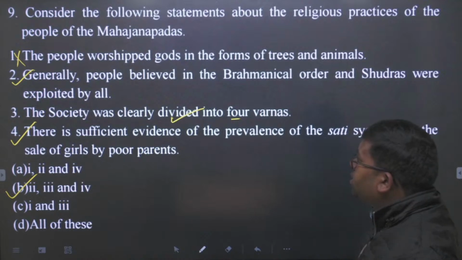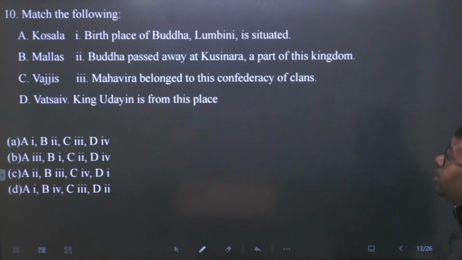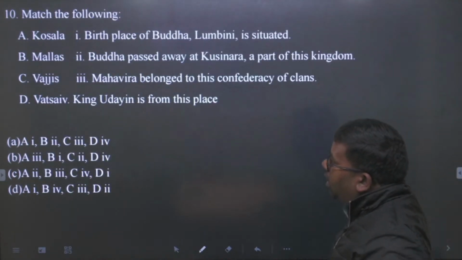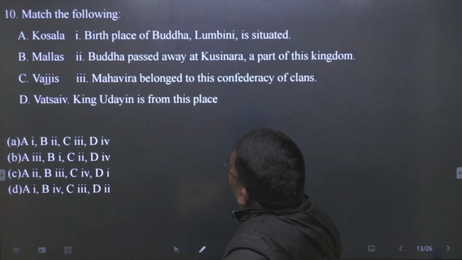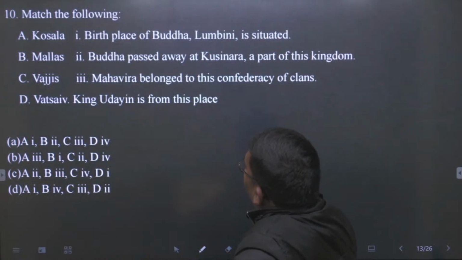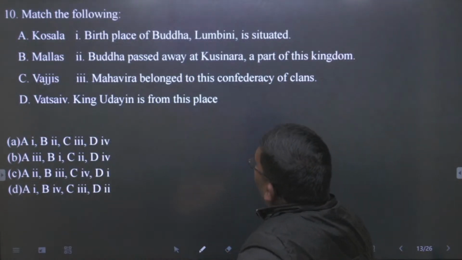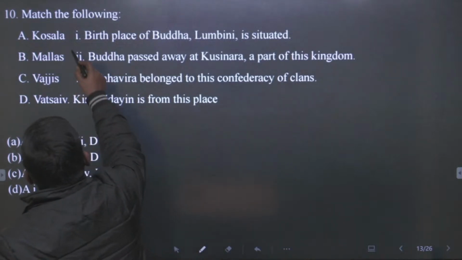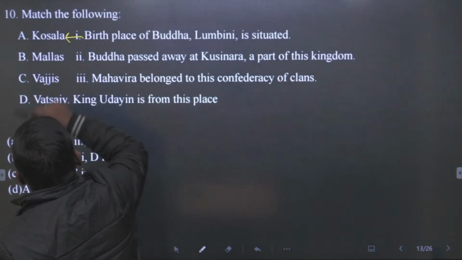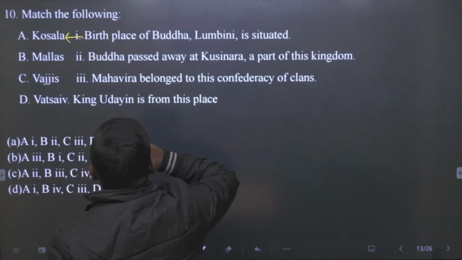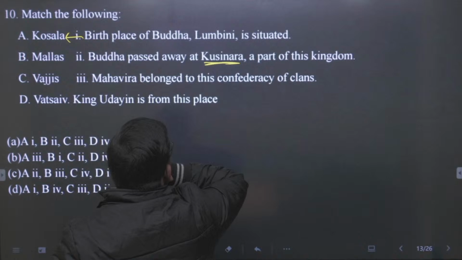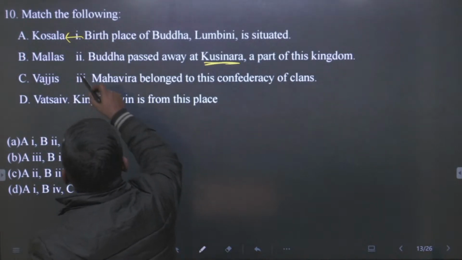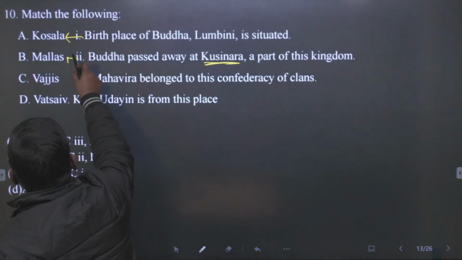So now let us discuss question number 10. Here we have to match. The birthplace of Buddha: Klosal, Mal, Vajji and Vatsa. Where is Lumbini situated? Lumbini is situated in Kosala, so the answer will be Kosal. Malla: Kushinagar, where the Buddha died. The Buddha passed away at Kushinagar, a part of this kingdom. So this will be the answer.